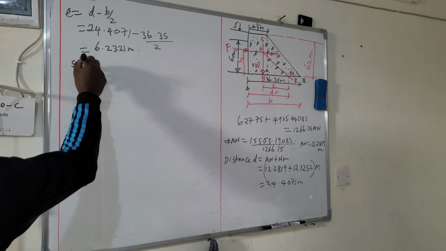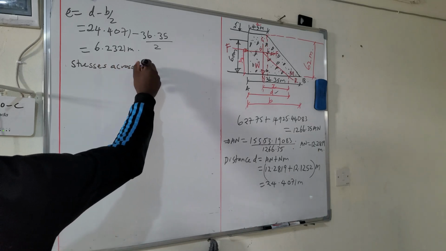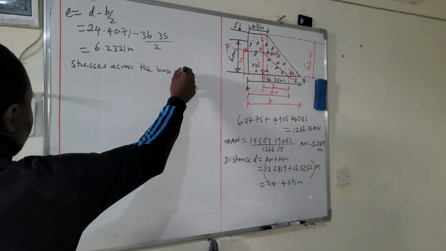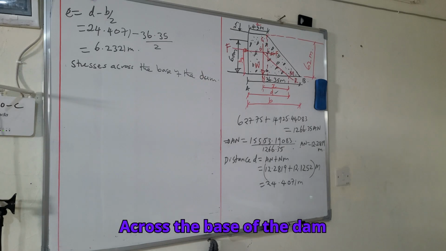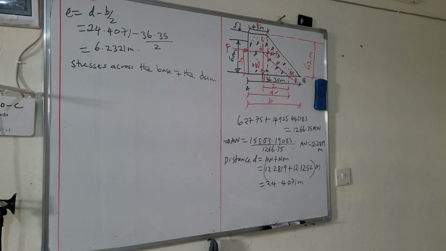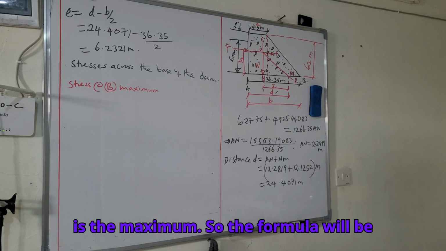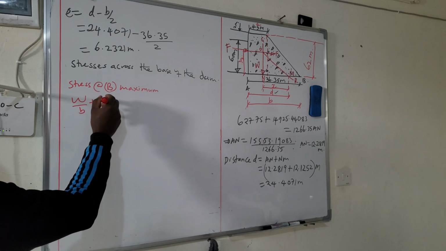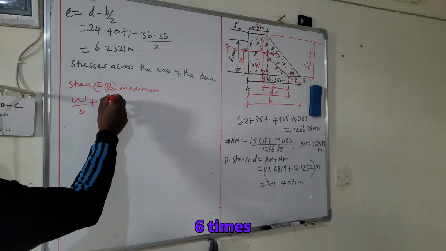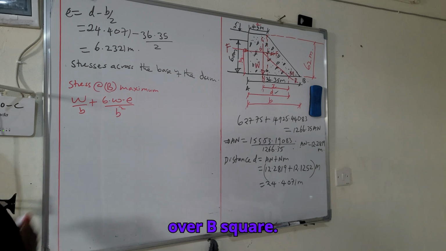After we have done with our E, we'll proceed to stresses across the base of the dam. So we begin with stress at B, which is the maximum. So the formula will be W over B plus 6 times W times E over B square.